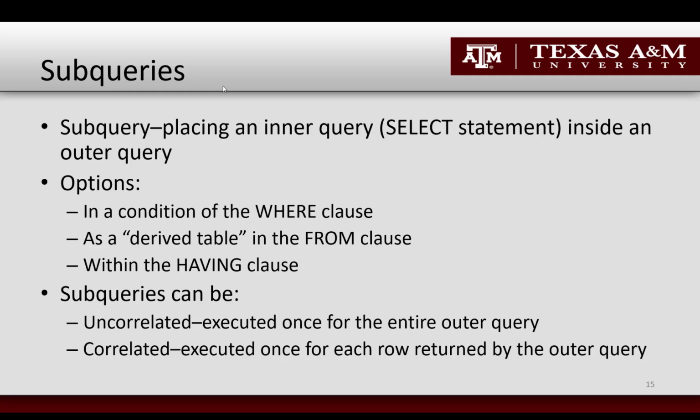Another thing that we can do with query language is create subqueries, where we create an inner query inside an outer query. Sometimes this is a condition for our where clause, or it's a derived table in the from clause, or it's within the having clause. Sometimes these subqueries are uncorrelated. They could be executed once for the entire outer query. But sometimes they are correlated. You have to run them differently every time you return a result from the outer query.